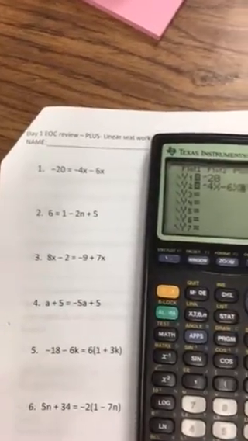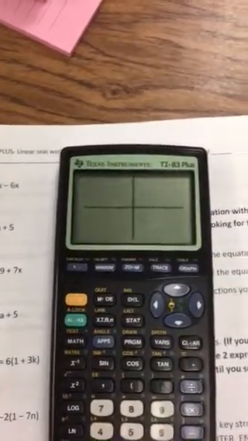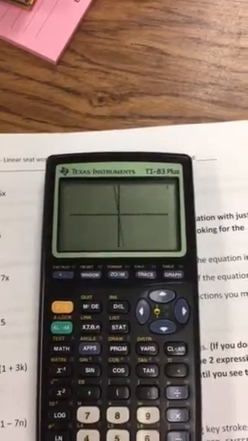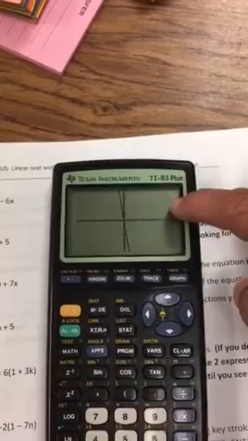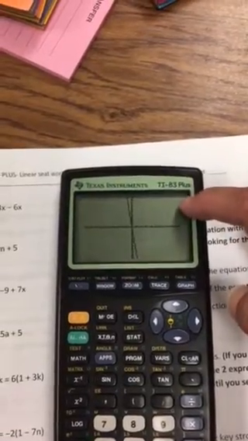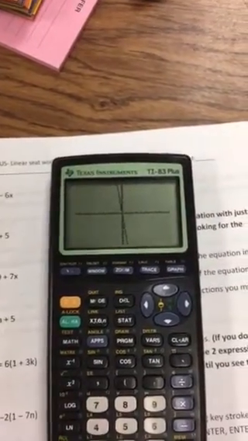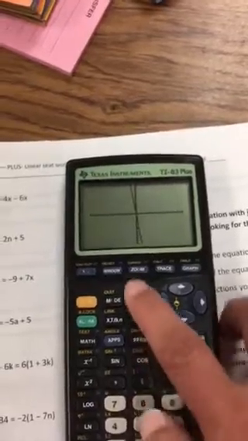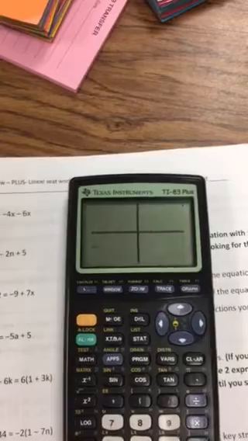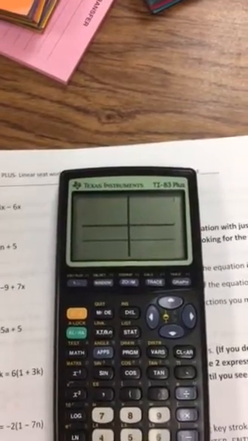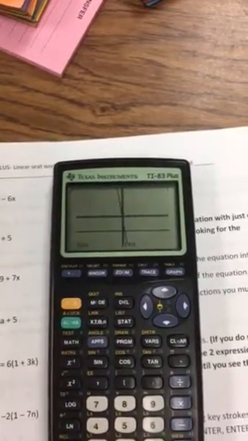And graph. Watch it graph. I did not see both lines graph. I only saw one. I knew it was done because the little thinking lines over here went away. And there's only one. So I'm going to zoom. Zoom out is 3, enter, and watch it graph. There's line 1. And there's line 2.